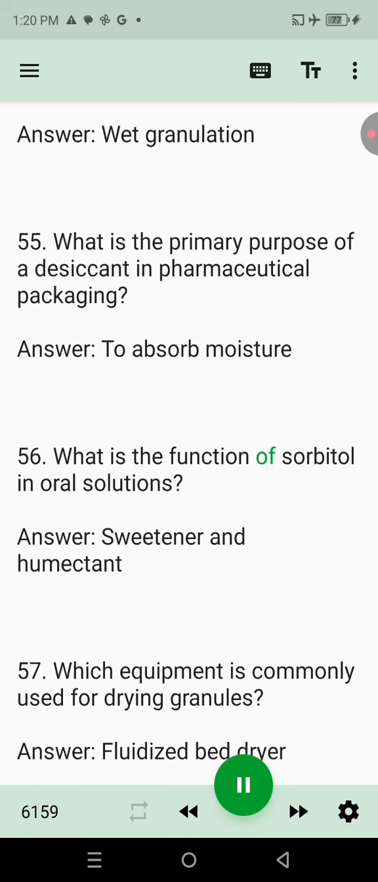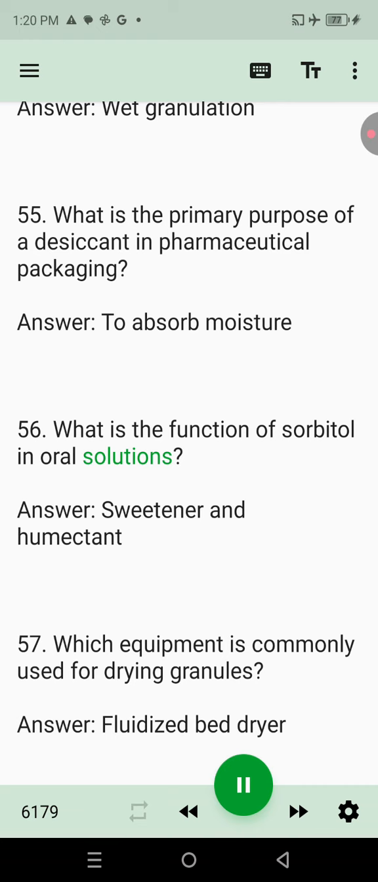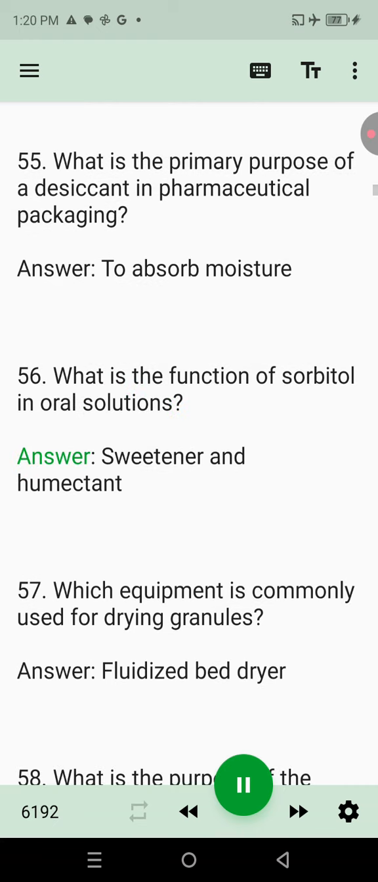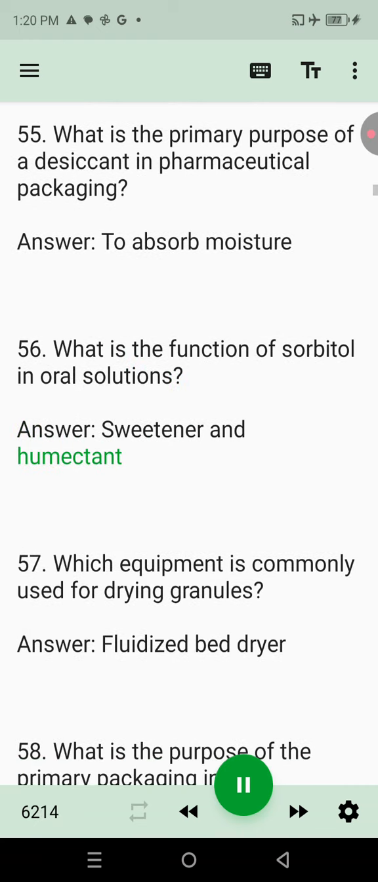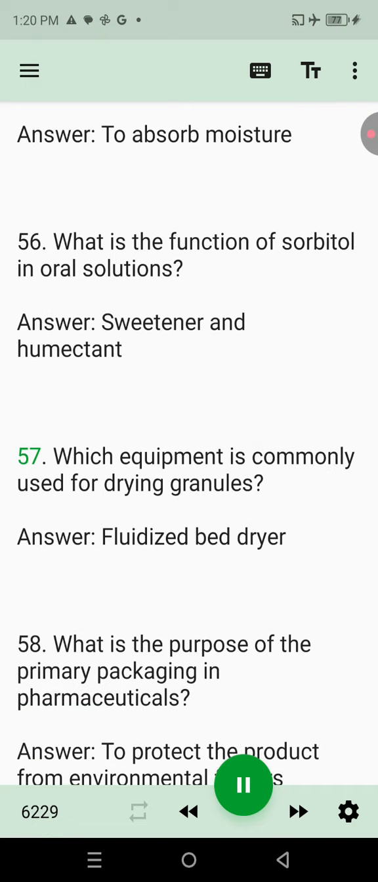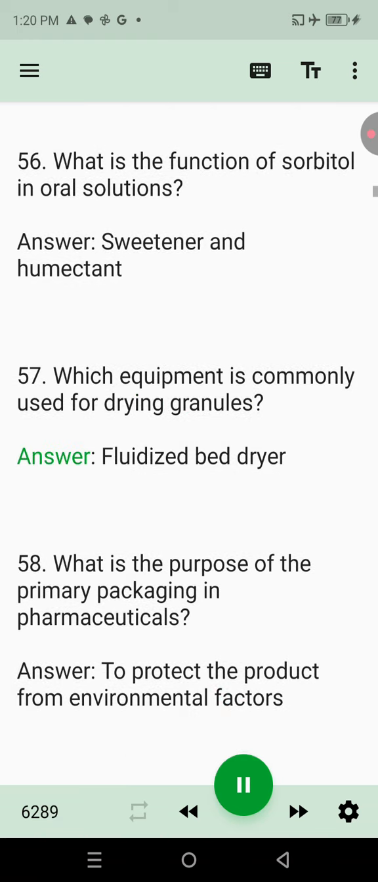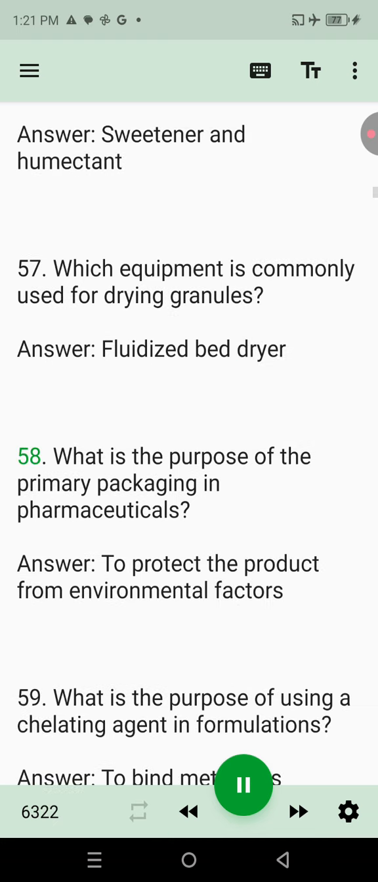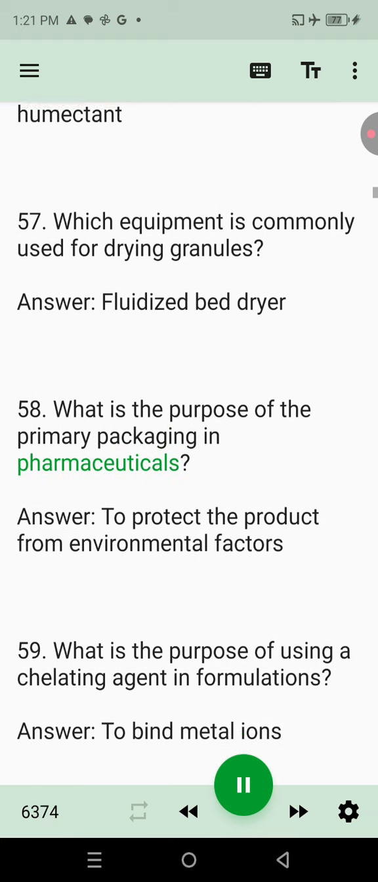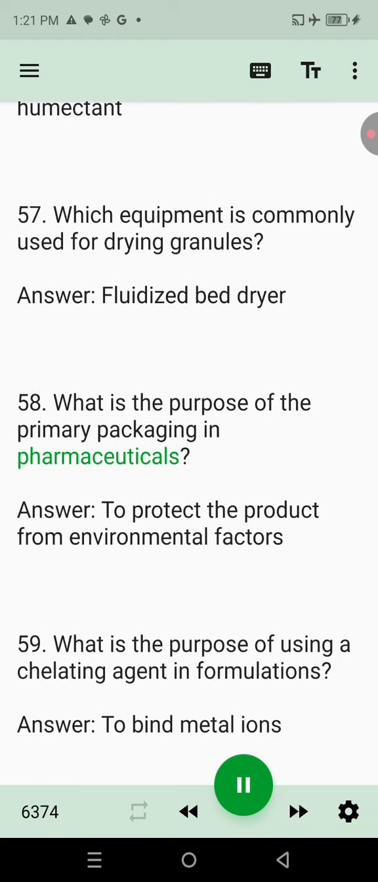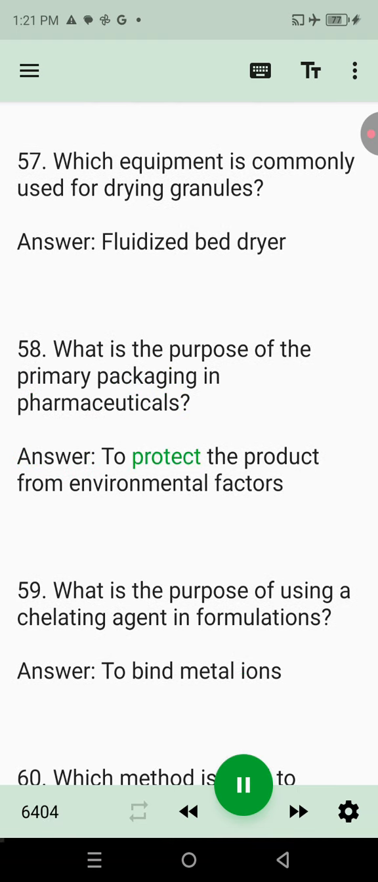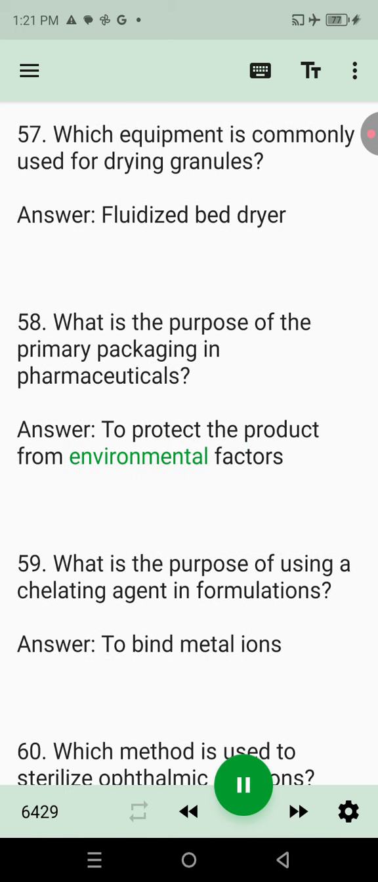56. What is the function of sorbitol in oral solutions? Answer: sweetener and humectant. 57. Which equipment is commonly used for drying granules? Answer: fluidized bed dryer. 58. What is the purpose of the primary packaging in pharmaceuticals? Answer: to protect the product from environmental factors.